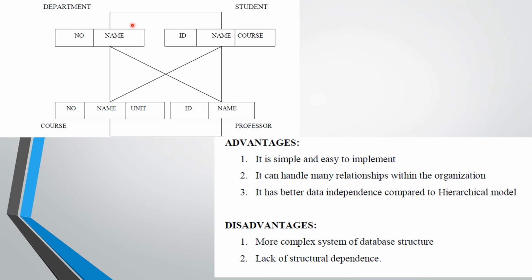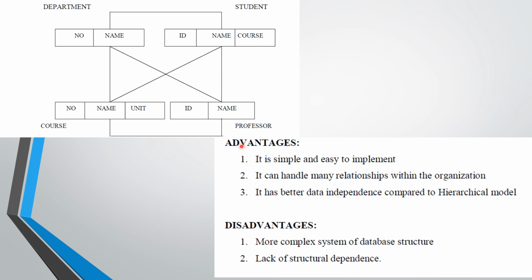So all the entities here are linked to one another. Each entity contains the data, and all the data are communicated via links. A link means an association between two records.